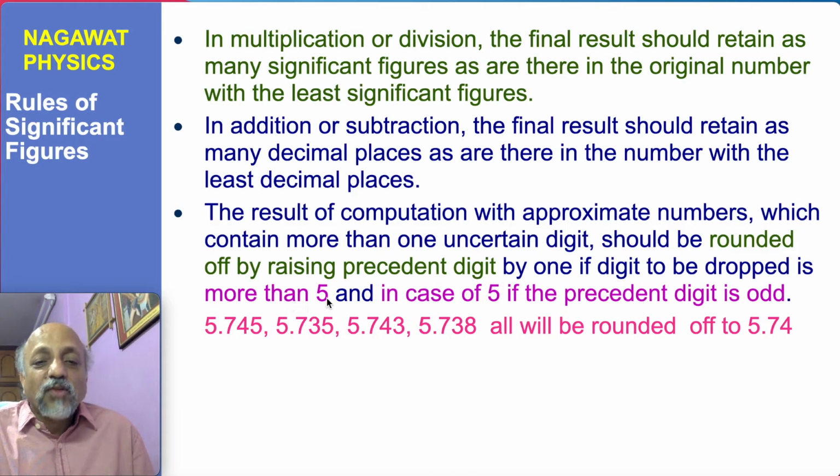An interesting case arises when the digit is 5. Then you have to look at the preceding digit also. If it is an odd digit, like here 5.735, the digit preceding 5 is 3, which is an odd number, then you have to increase the preceding digit and make it 5.74. But if the preceding digit is an even digit, then you do not change anything and just drop that digit. So 5.745, 5.735, 5.743, 5.738 all will be rounded off to 5.74 based on this rounding off rule, which you must remember.